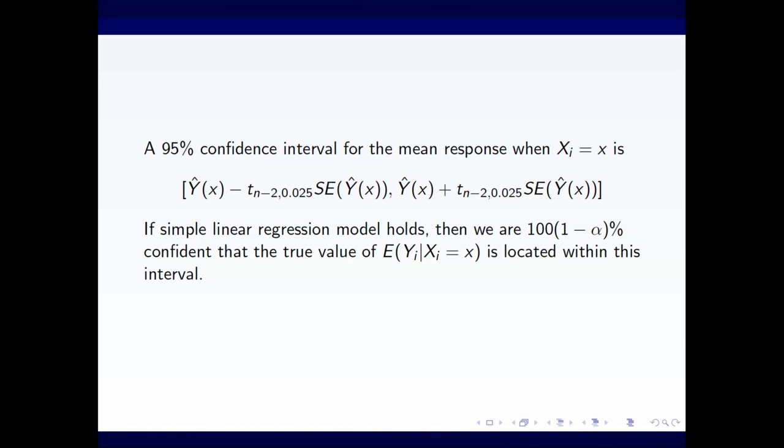And then, if the simple linear regression model holds, we are 100 times (1 minus alpha) percent confident that the true value, which is the expectation of y given x_i equals x, is located within this interval.